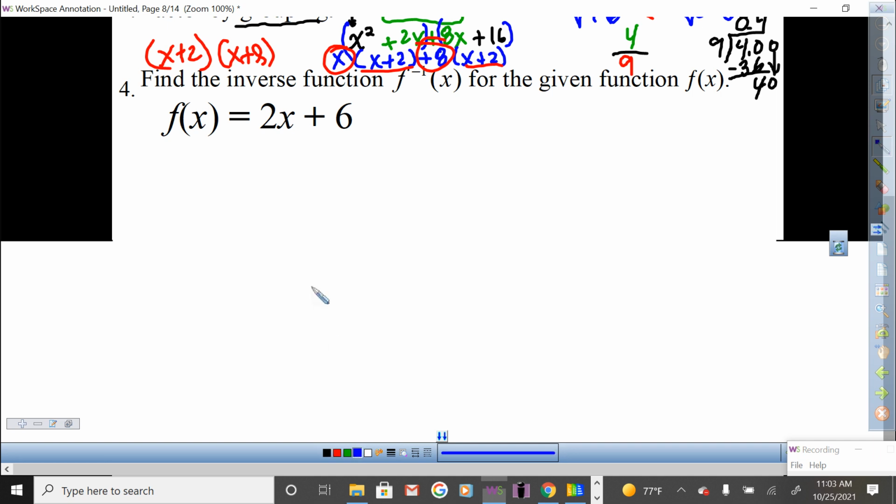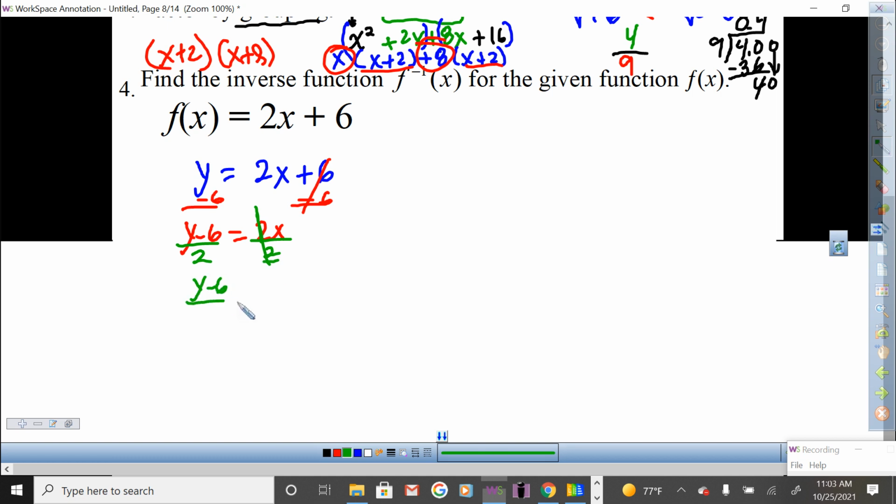Well, step 1, we need to rewrite it to its original form. Instead of f of x, it was what? y equals 2x plus 6. From there, we need to solve for x. So to leave x by itself, what do I do? Minus 6, minus 6. We're left with y minus 6 equals 2x. And last but not least, you divide by 2, divide by 2. y minus 6 over 2 equals x.